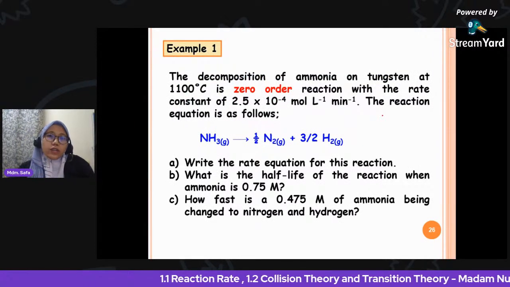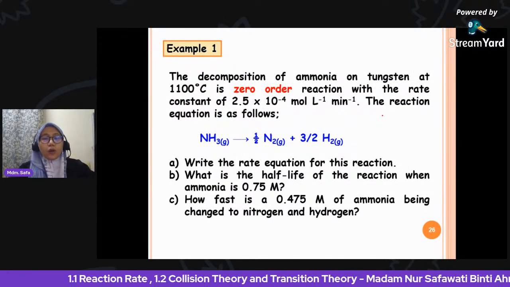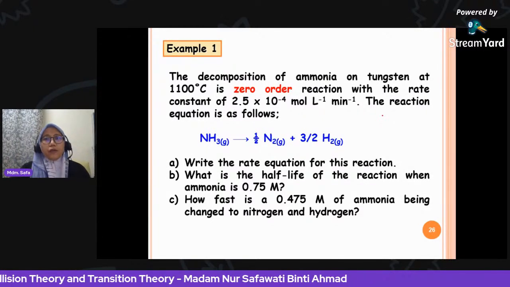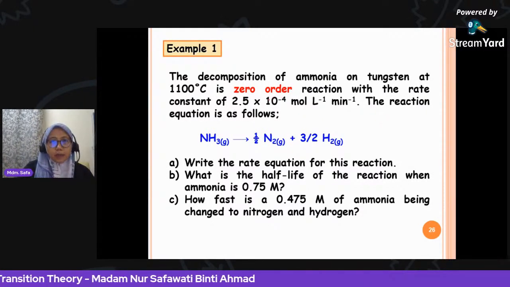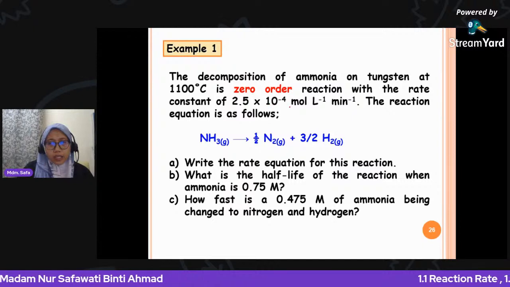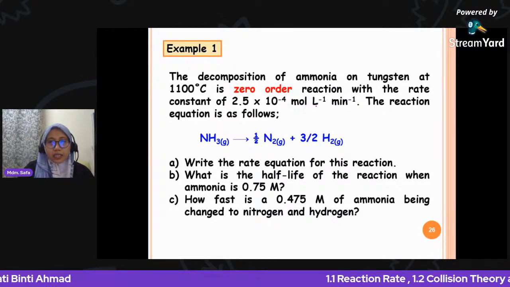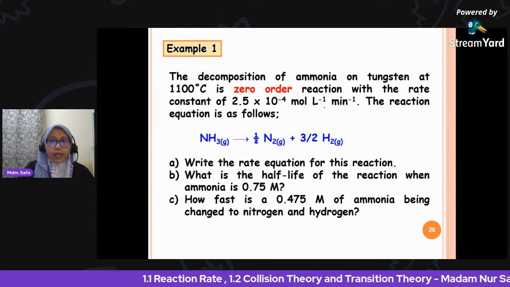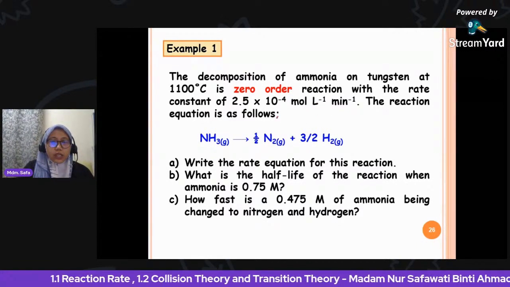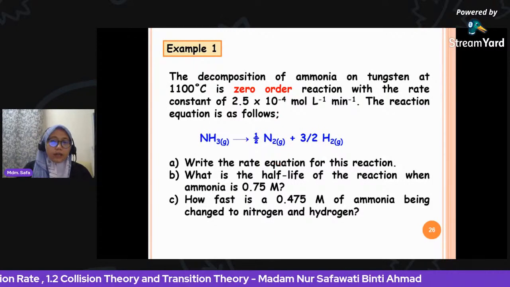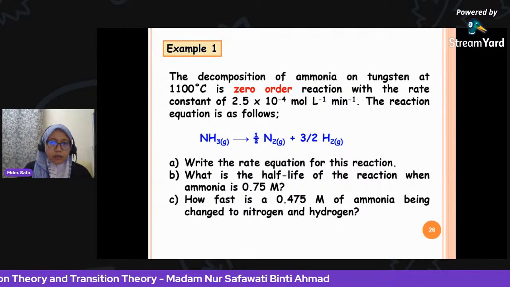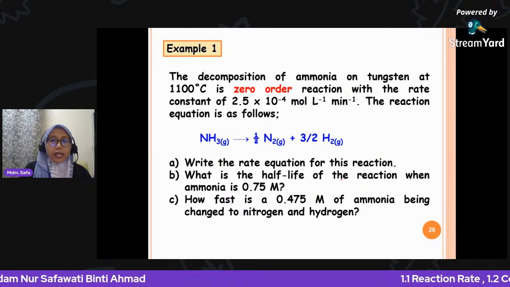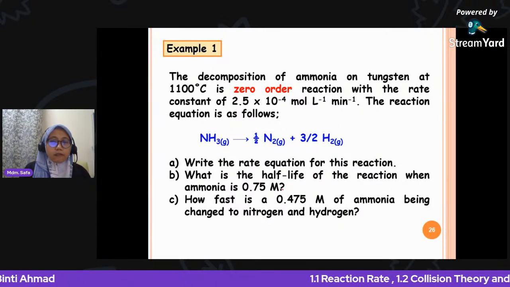Okay, so for example, the decomposition of ammonia, dibagi kat sini is zero order, with the rate constant dibagi 2.5 times 10 power negative 4 mole per liter per minute. Mole per liter adalah bersamaan dengan molar lah. So the reaction equation is given. Write the rate equation for this reaction. Rate equation sama dengan rate law. And then what is the half-life of the reaction when ammonia is 0.75 molar?